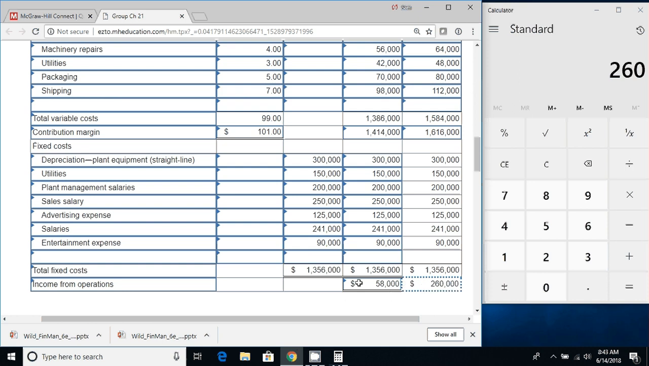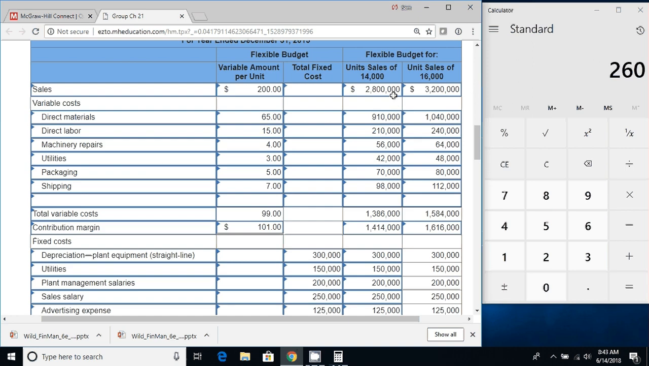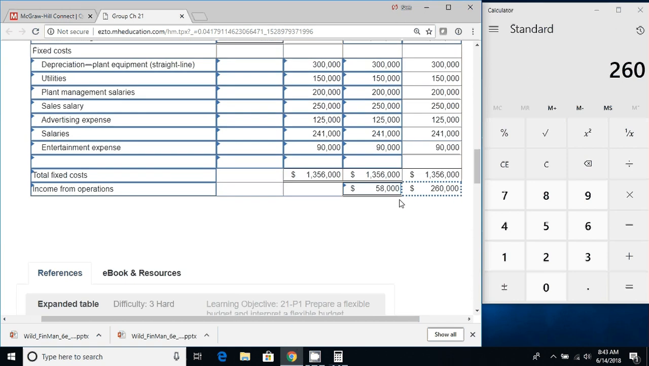Isn't that interesting, right? 58,000 if we produce 14,000 units of sales, but just for 2,000 more units of sales, I go from 58,000 to 260,000 income from operations. That might be worthwhile, without a doubt.